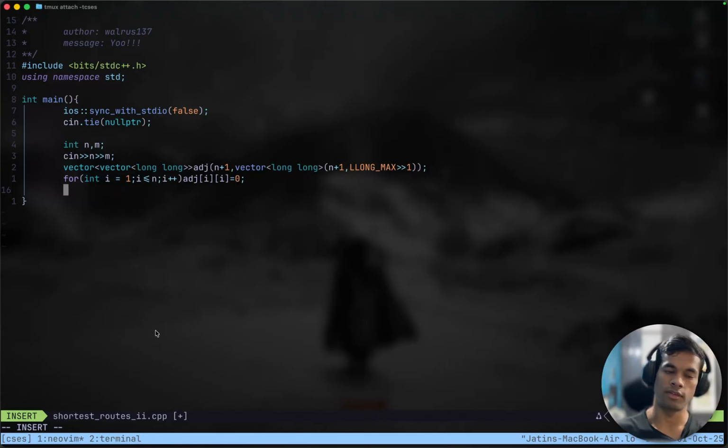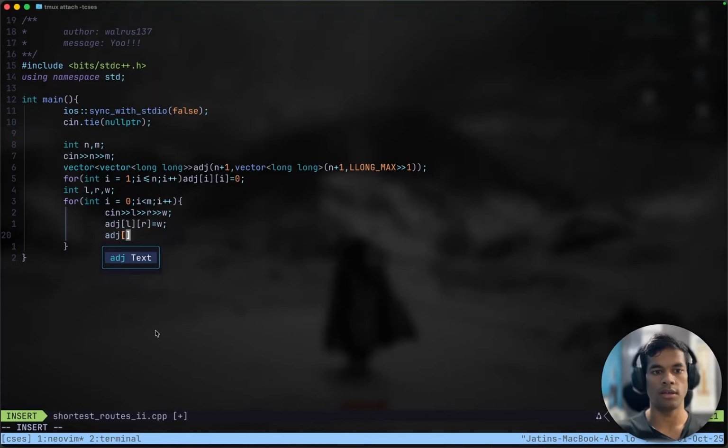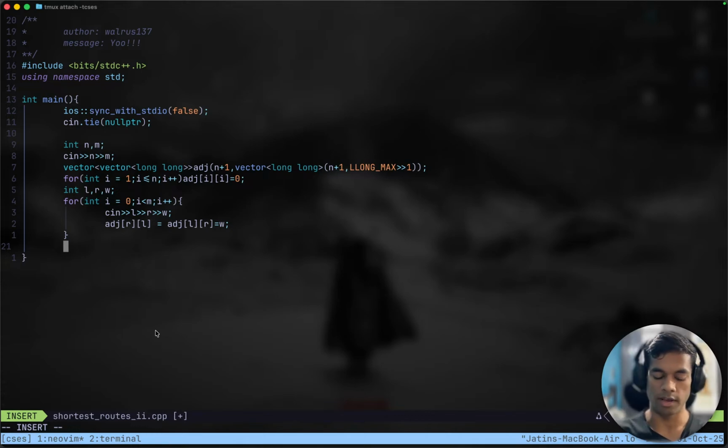And do we need to initialize any other thing? No. Int L, R, W, for int i equals 0, i less than M, not N, i plus plus, cin L, R, and W. And we will say ADJ L to R is W, and ADJ R to L is also W. That is better stated with ADJ R L equals ADJ L R equals W. Okay, cool. Now we will keep making passes for int i equals 1, i less than equal to n, i plus plus.